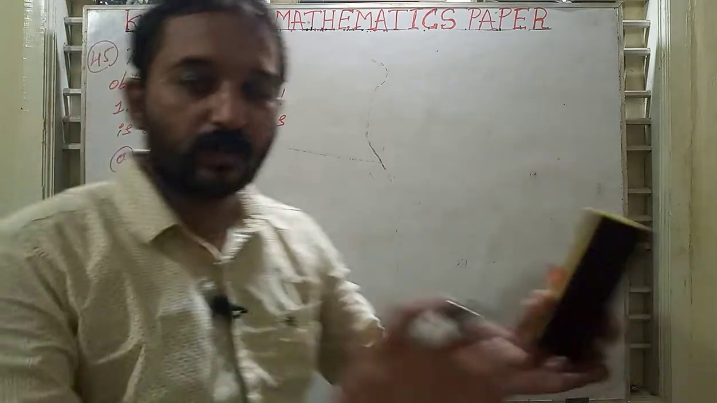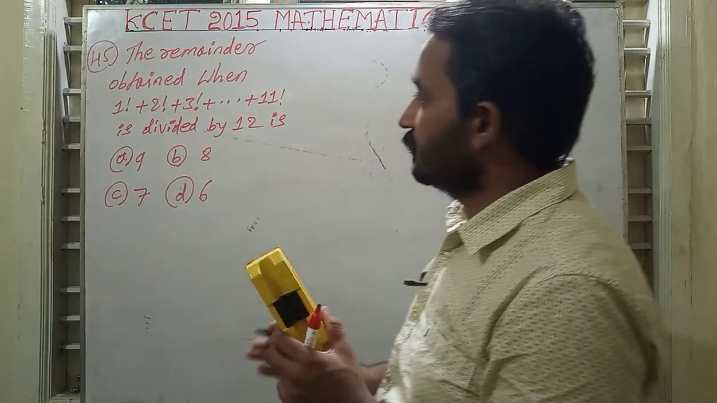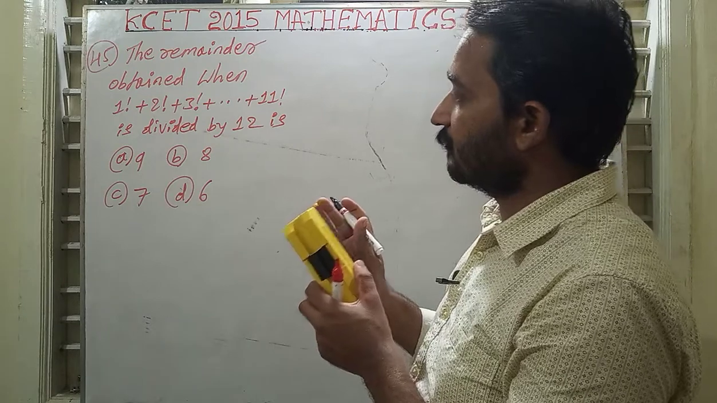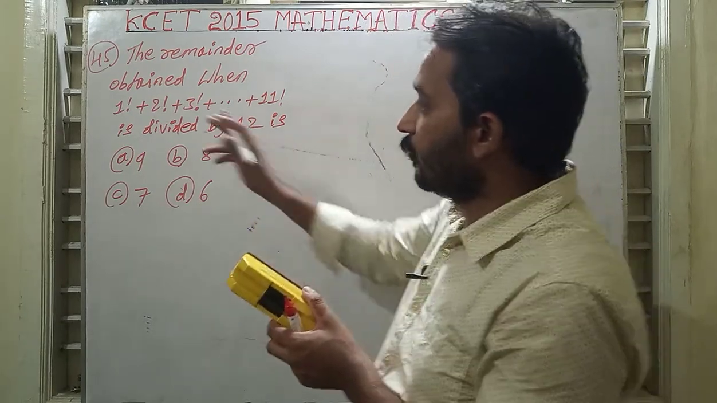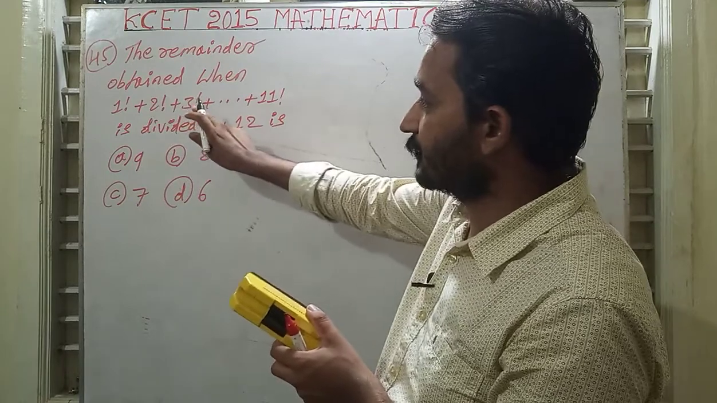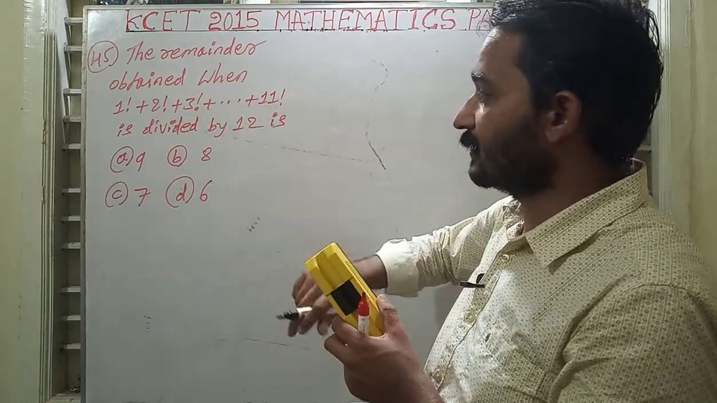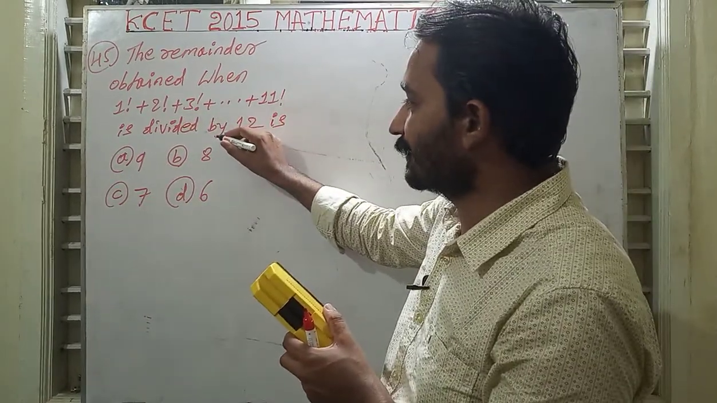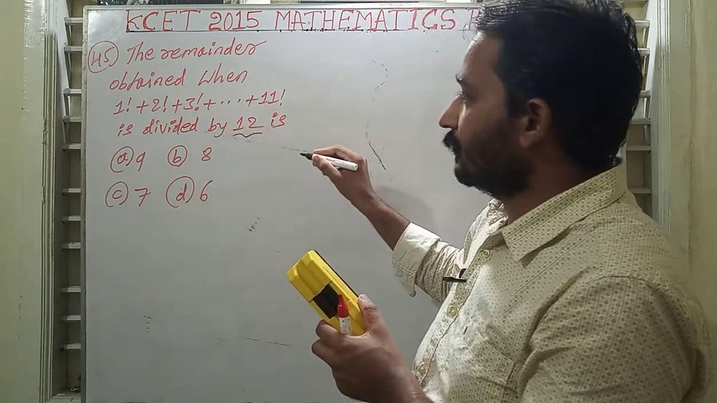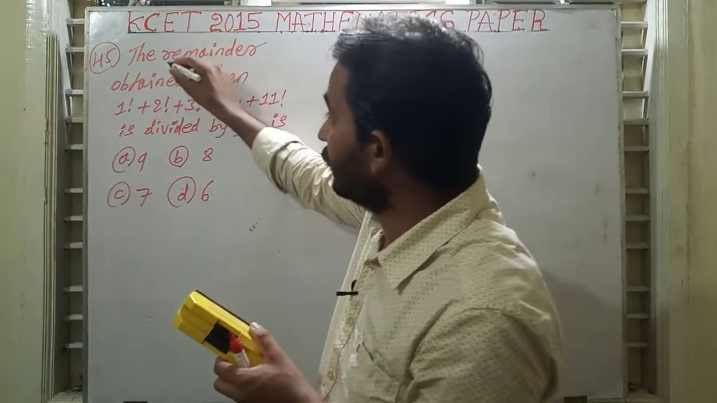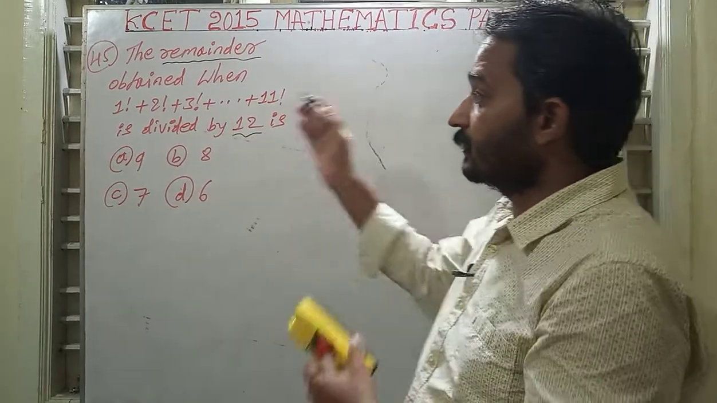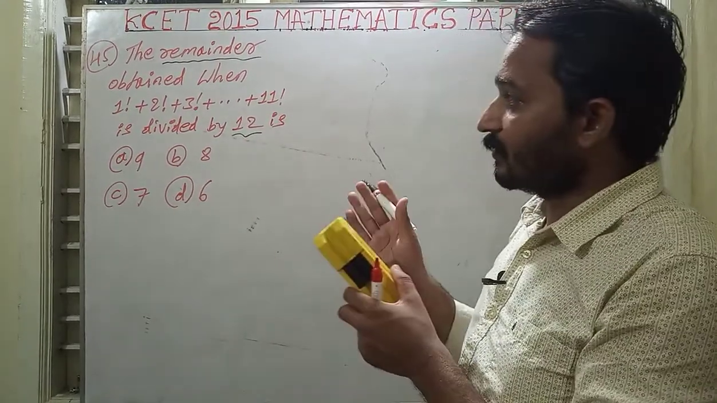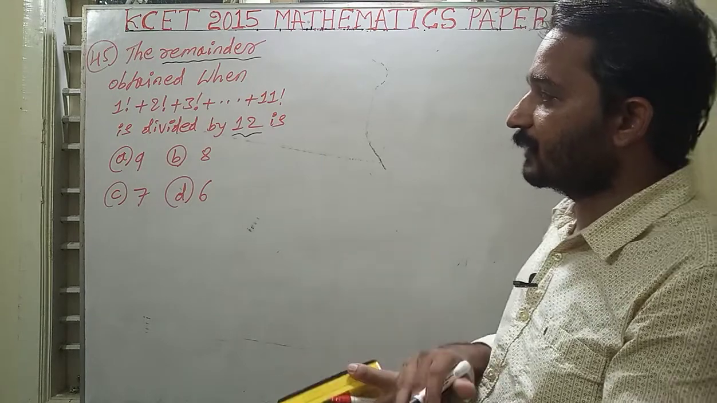So now let us move on to question number 45. So let's see the question. The remainder obtained when 1 factorial plus 2 factorial plus 3 factorial and so on up to 11 factorial is divided by 12. What is the remainder? We have to find the remainder of this value when divided by 12.